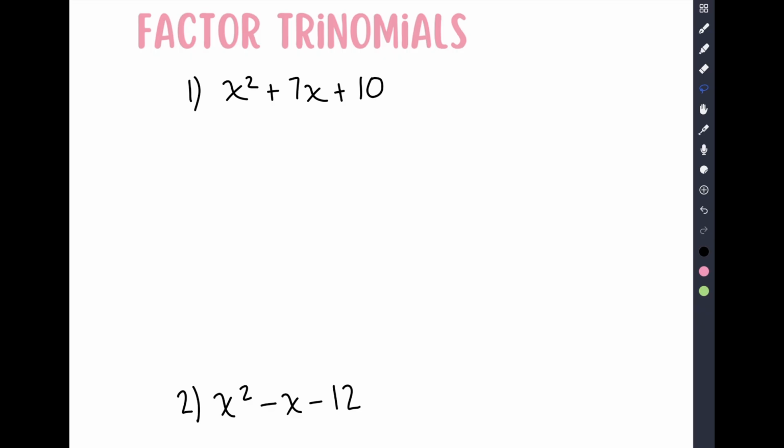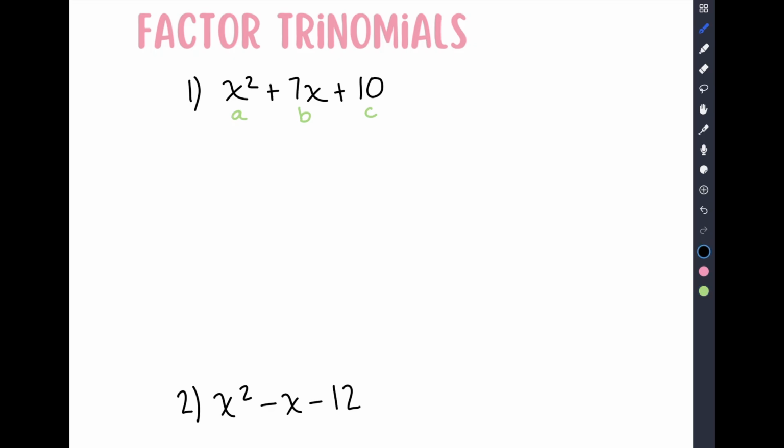So this right here is a simple trinomial. And trinomials are called trinomials because they have 3 terms. Each of these 3 terms has its own name. So this first term is called A, this second term is B, and this third term is C.